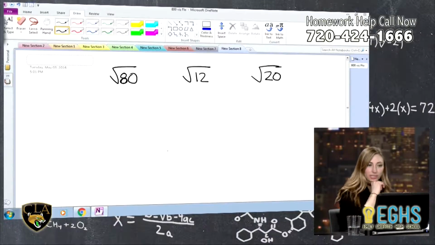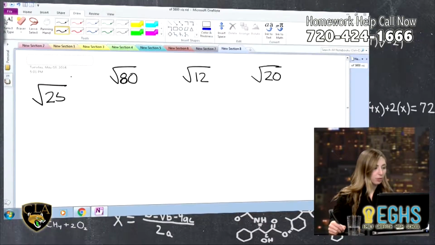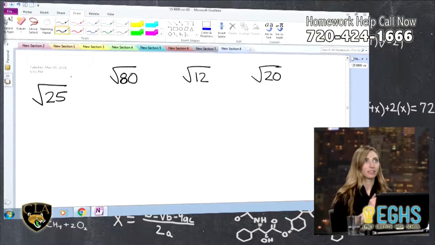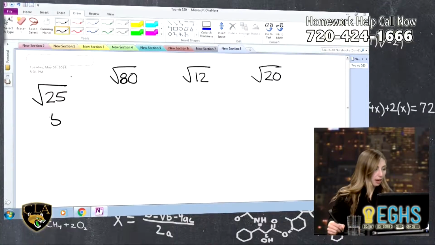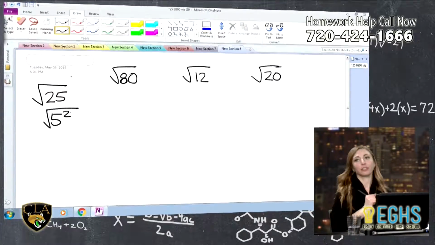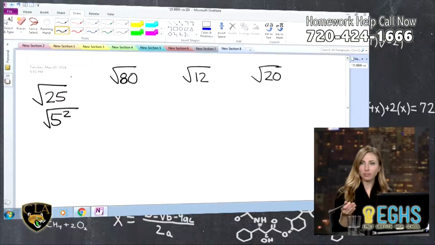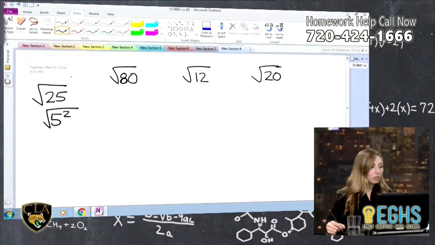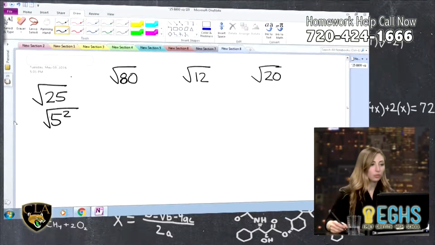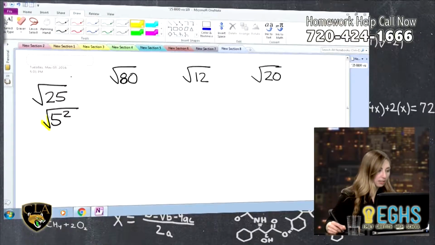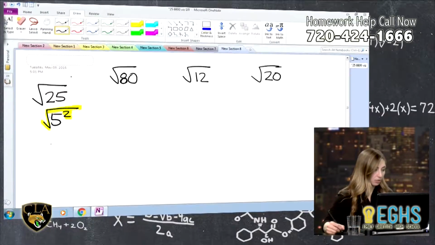So awesome. Not too complicated. What if I gave you the square root of 25? What would that be? 5. And so what we're thinking of is that a square root and a square are inverse operations of each other. They undo each other. So if you think of 25 as 5 squared, the square root is undoing the square of that 5, and we're just left with 5.